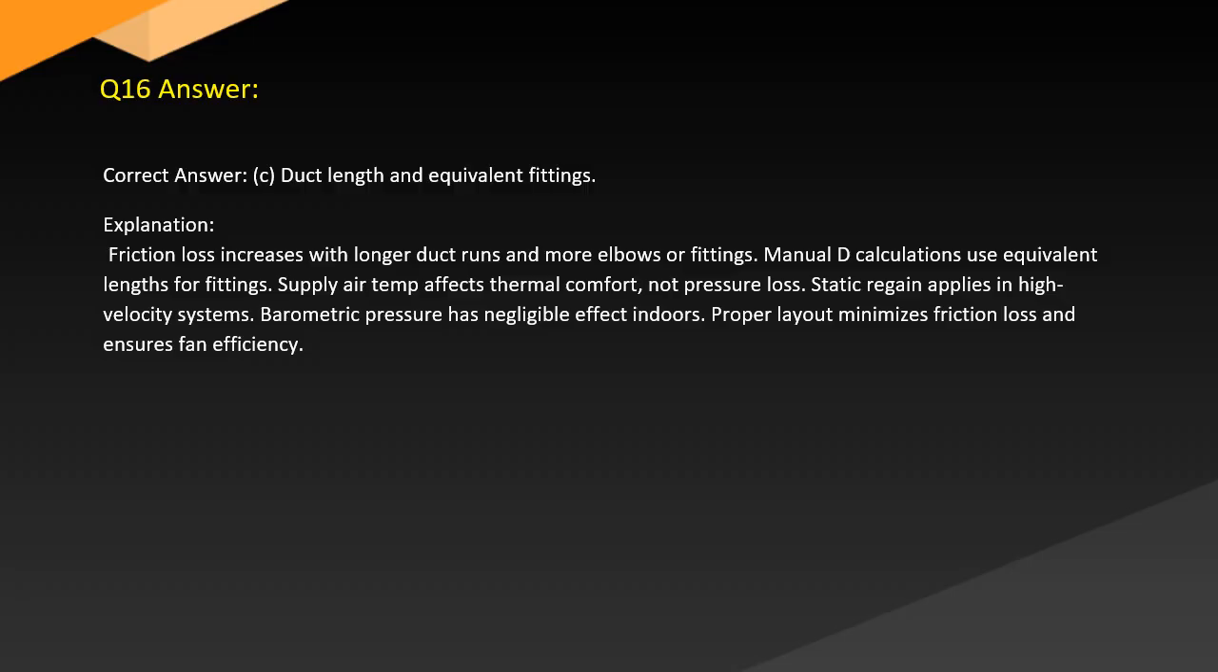Answer. Correct answer: C. Duct length and equivalent fittings. Explanation. Friction loss increases with longer duct runs and more elbows or fittings. Manual D calculations use equivalent lengths for fittings. Supply air temp affects thermal comfort, not pressure loss. Static regain applies in high velocity systems. Barometric pressure has negligible effect indoors. Proper layout minimizes friction loss and ensures fan efficiency.